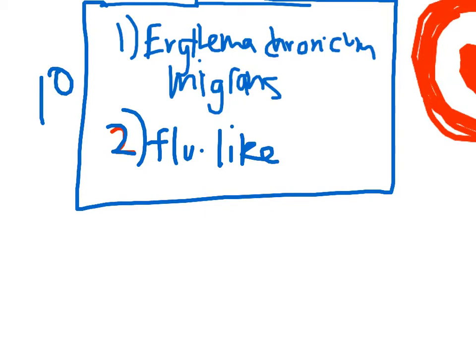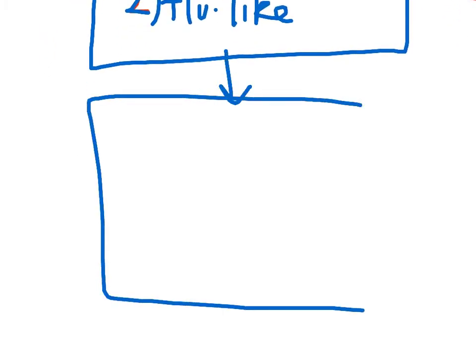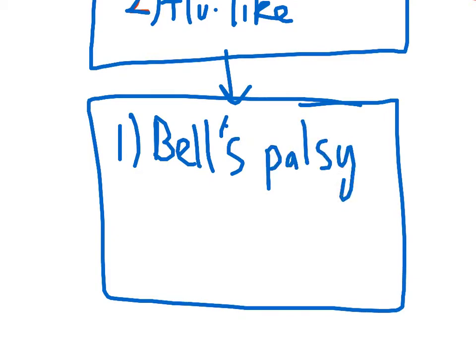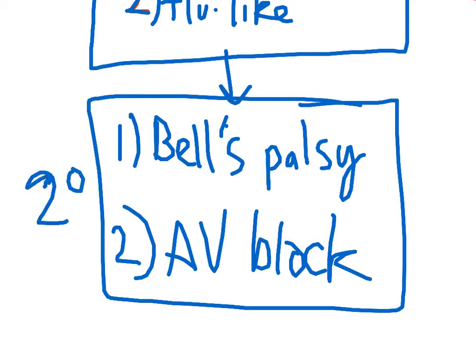Okay, let's move on to the second stage. So the second stage is composed of 2 main things that you want to think of. The first is Bell's palsy. Okay, this can be neurologic symptoms everywhere, but Bell's palsy is the most common manifestation. And the second thing is AV block. Okay, so that's the second thing that can happen. Cardiac and neurologic manifestations, and that is secondary Lyme disease. That can happen weeks to months later.